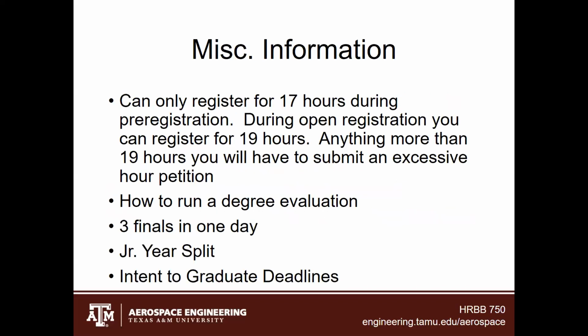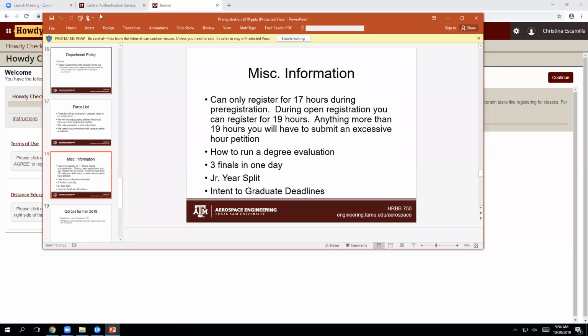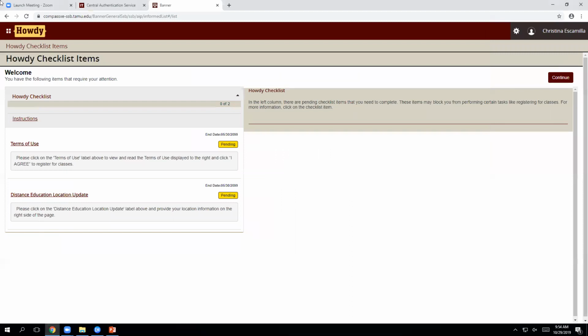All right, miscellaneous information. The system will only allow you to register for 17 hours, okay? During pre-registration. After pre-registration, if you want to take a bit of a load in the next semester, you can register for 19 hours, all right? After 19 hours, you will need an excessive hour petition in which the dean can deny that request or approve that request, okay? So, does everybody know how to run a degree evaluation? We're going to do that really fast.